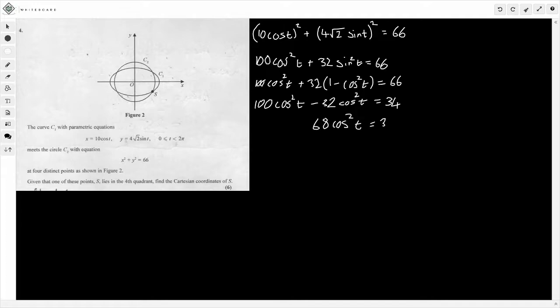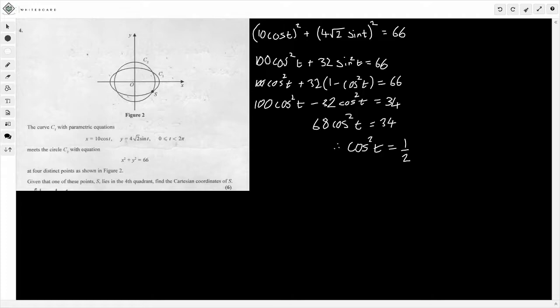So we just need to keep solving here. So therefore, cos squared t. So at this point here, it's just pretty standard. We'll just keep simplifying and solving. That's going to be equal to 34 divided by 68, so that's a half. So we have cos squared t is equal to a half.